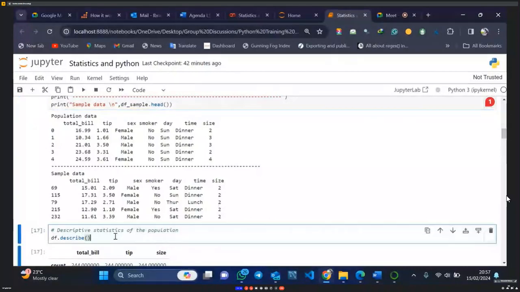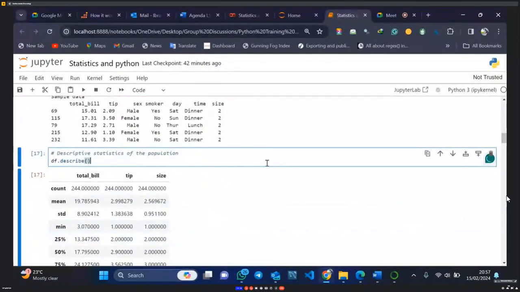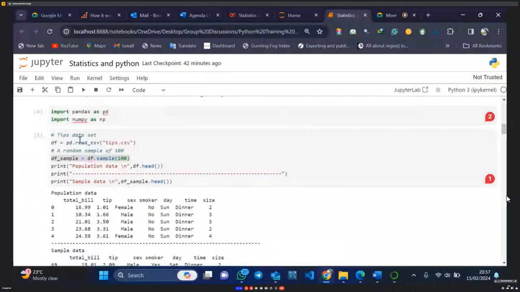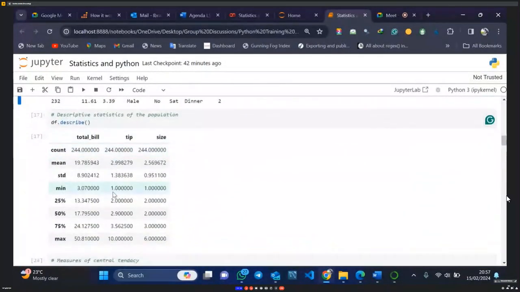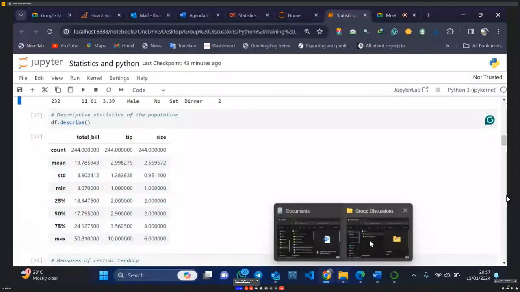So descriptive statistics, this function, we want to describe that. Are we describing the sample here? No, this is not the sample. We are describing the population here. You can see the df is the population. So we are going to describe that population. Summary statistics will give us, you are calling them 7, what? 1, 2, 3, 4, 5, 6, 7. Yeah, 7 summary statistics.